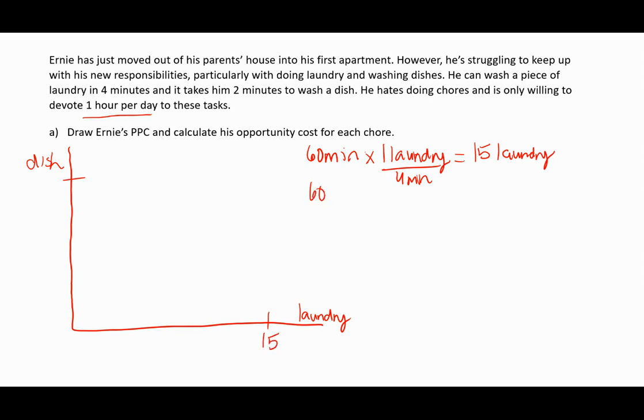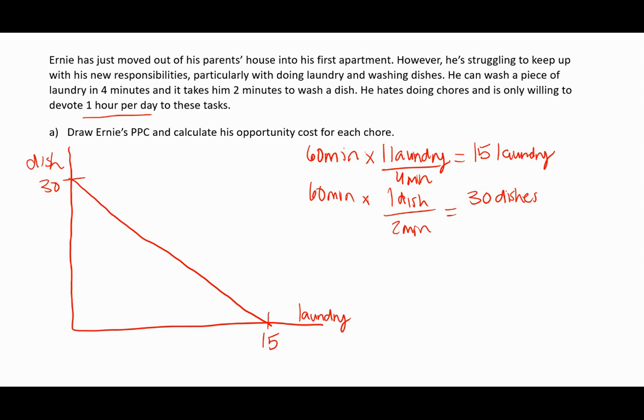If he's spending his 60 minutes doing only dishes instead, so one dish takes him 2 minutes, that means that he can wash 30 dishes in that hour. But he's not doing any laundry, okay? So we found our two extreme points, and then we just need to connect them, and any point along this line will be an efficient allocation of his resources, okay? So this is our PPC.